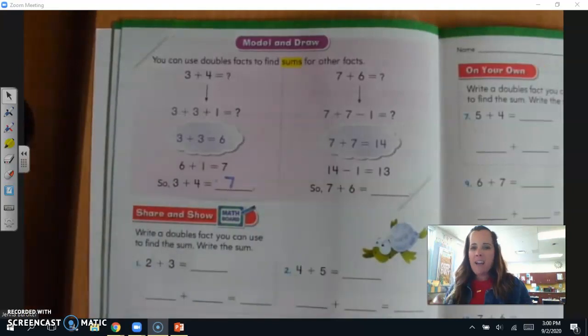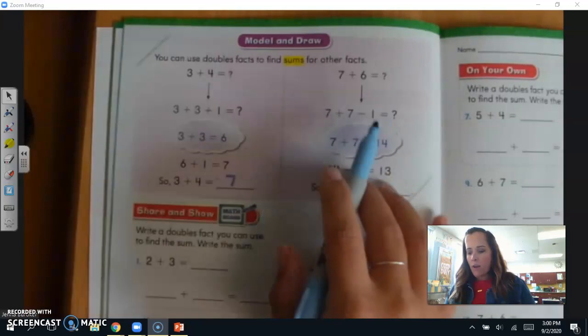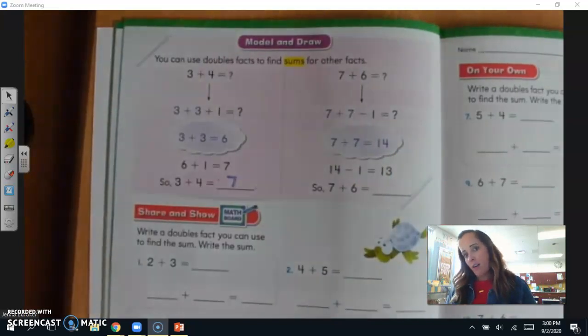Now, why aren't we adding 1? Over here, we added 1. Why aren't we adding 1? Why are we subtracting 1? What do you guys think?